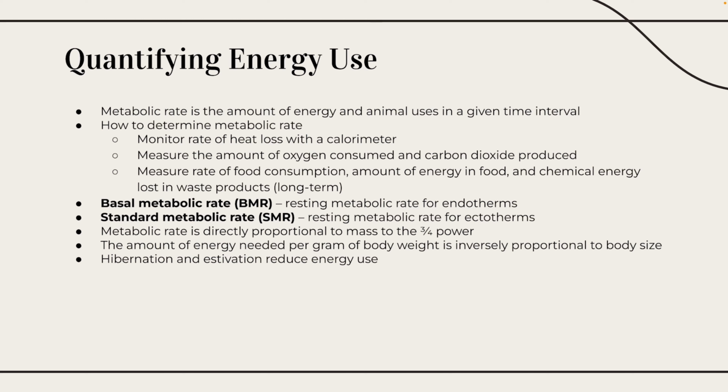Here are two big vocab words you should know: basal metabolic rate and standard metabolic rate. Basal metabolic rate, you may have heard in a dieting context. This is the resting metabolic rate for endotherms. If you put an endotherm in a room and told it to just breathe and do nothing, this would be the metabolism going on. The standard metabolic rate is the same thing, but for ectotherms. There's just two separate terms for the two types of animals.